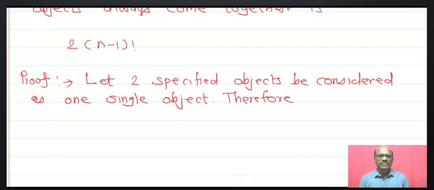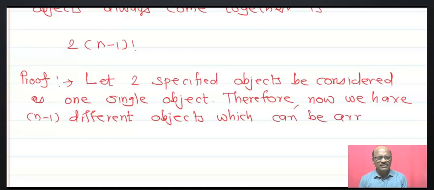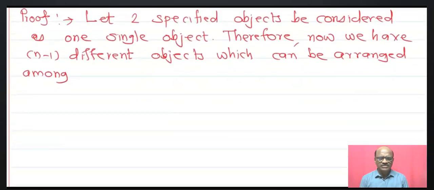Then, if we take the two objects and treat them as a single object, we now have n minus 1 different objects. First of all we have n objects, and if we take the 2 and treat them as a single one, the total is n minus 1 different objects which can be arranged among themselves.